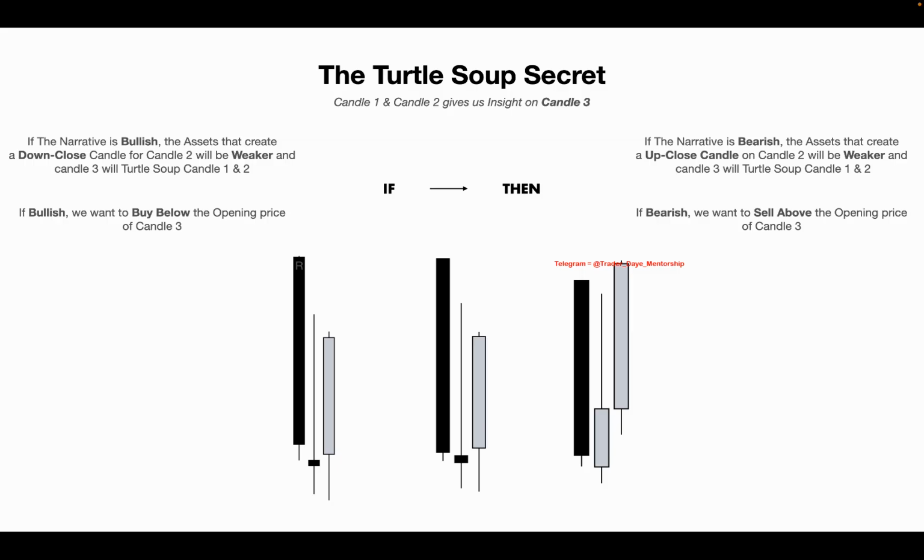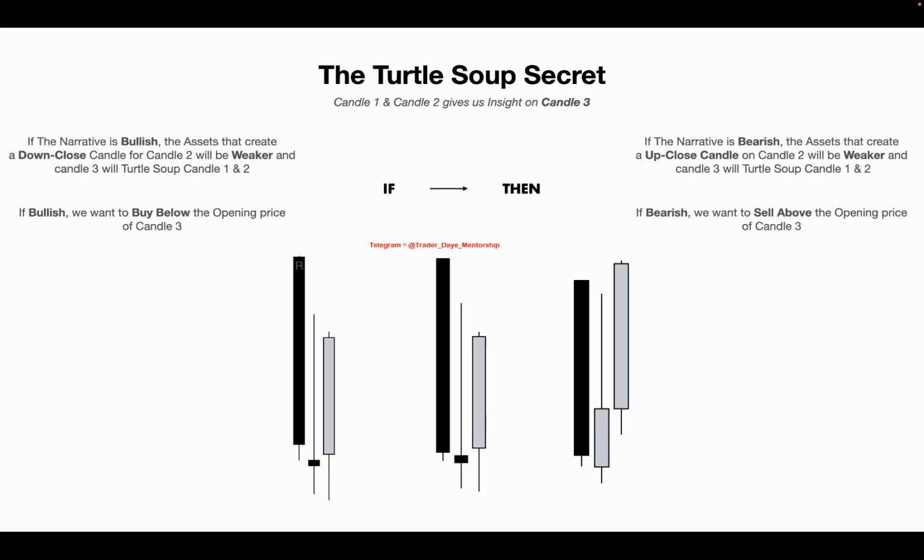So this is basic power of 3. This is nothing new. If the narrative is bearish, the assets that create an up close candle on candle number 2 will be weaker, and candle number 3 will turtle soup candle 1 and 2. If bearish, we want to sell above the opening price of candle number 3.